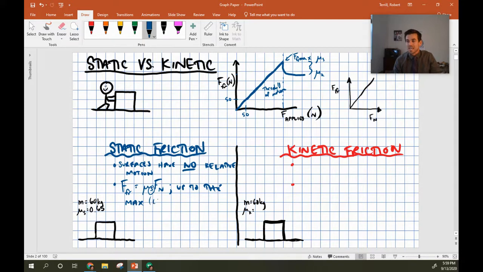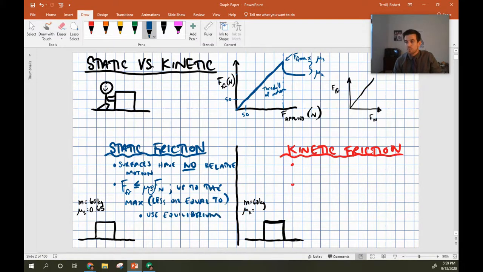It's always less than or equal to, and that's where that came from in the last video, the less than or equal to. So I don't suggest using this formula when you know that it's static friction, because you'll always overestimate it unless you know it's at the threshold of motion. The better way to do it is use equilibrium.